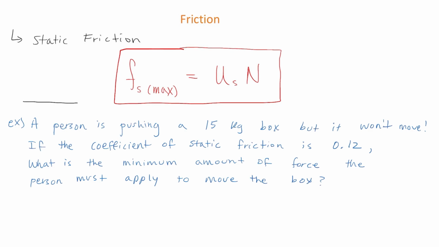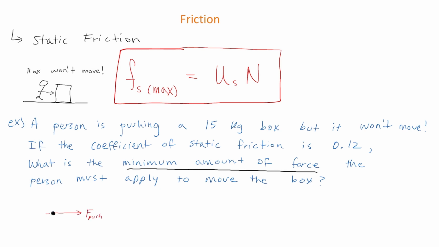Let's try another example. So imagine a person is pushing a 15-kilogram box, but the box won't move. If the coefficient of static friction is 0.12, we want to know what is the minimum amount of force that the person must apply in order to move the box. Now the first thing I like to do is to draw a free body diagram. We have the pushing force, we have the static friction, we have the force of gravity, and we have the normal force.